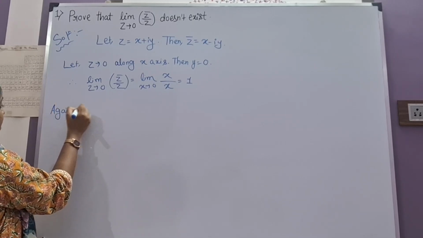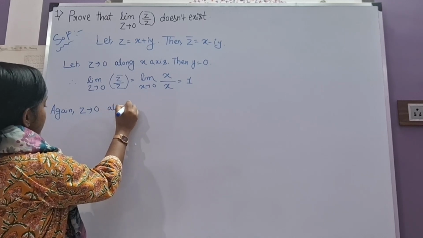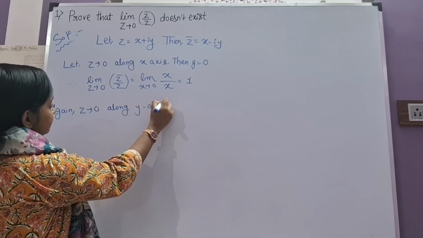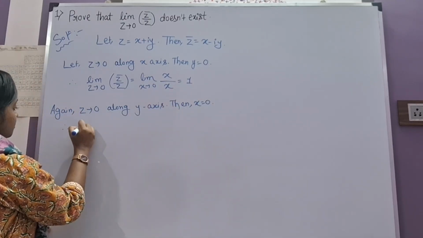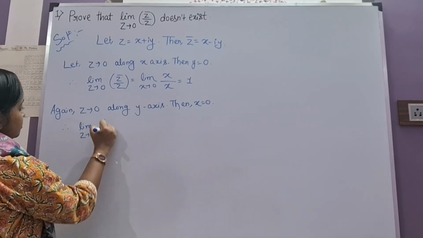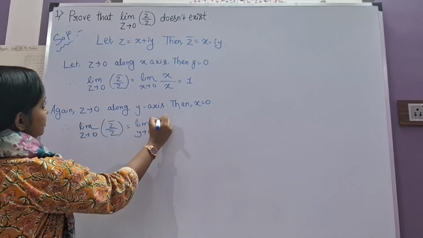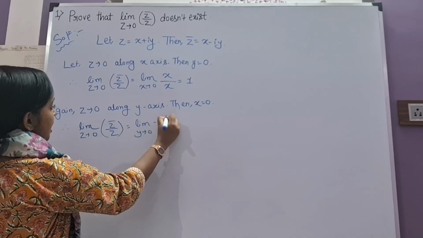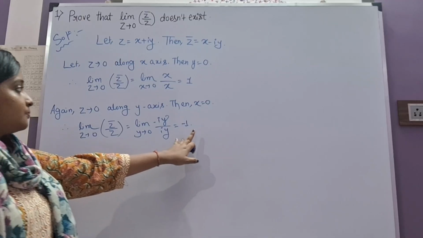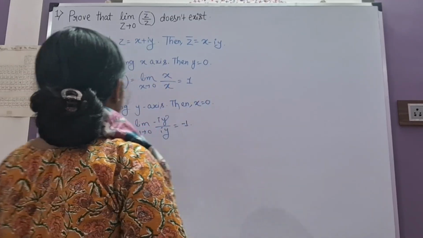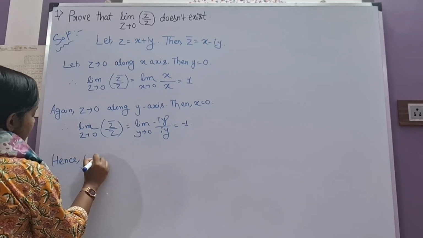Again, we are going to assume that z tends to 0 along the y-axis. Then what will happen? x equal to 0. So, limit z tends to 0, z bar by z will be equal to limit y tends to 0, minus iy by iy equal to minus 1. So, since both the results are different, what will happen? The limit will not exist.